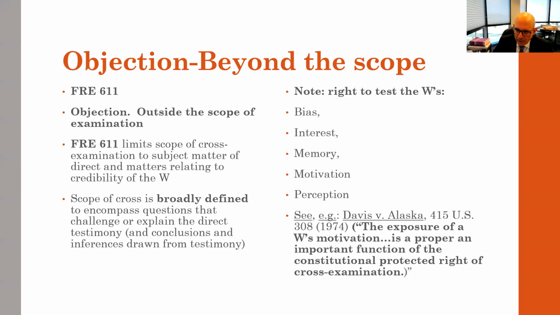So again, when the prosecutor is objecting beyond the scope, these are two things that are important to keep in mind. One, the scope of cross is broadly defined, and second, we always have the right to test bias, interest, etc.